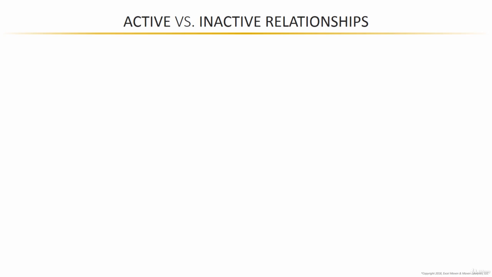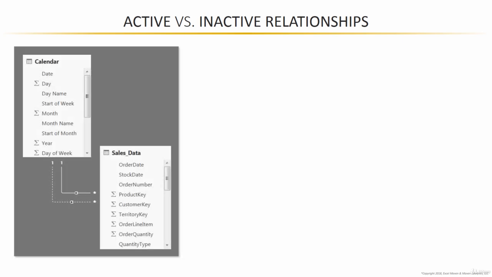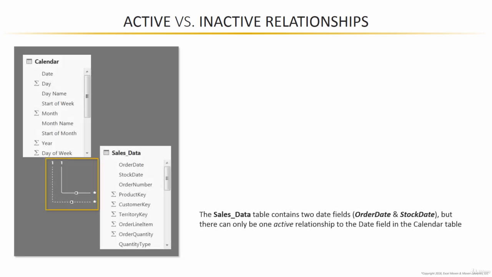There are two types of table relationships in Power BI Desktop, active and inactive. Consider a case like this. Our sales data contains two date fields, an order date and a stock date. And while you can connect both of them to the date field in the calendar lookup table, only one can be active at a time. That's why one of these relationships shows up with a solid line, that's the active one, and the other shows up with a dotted line, which is the inactive one.